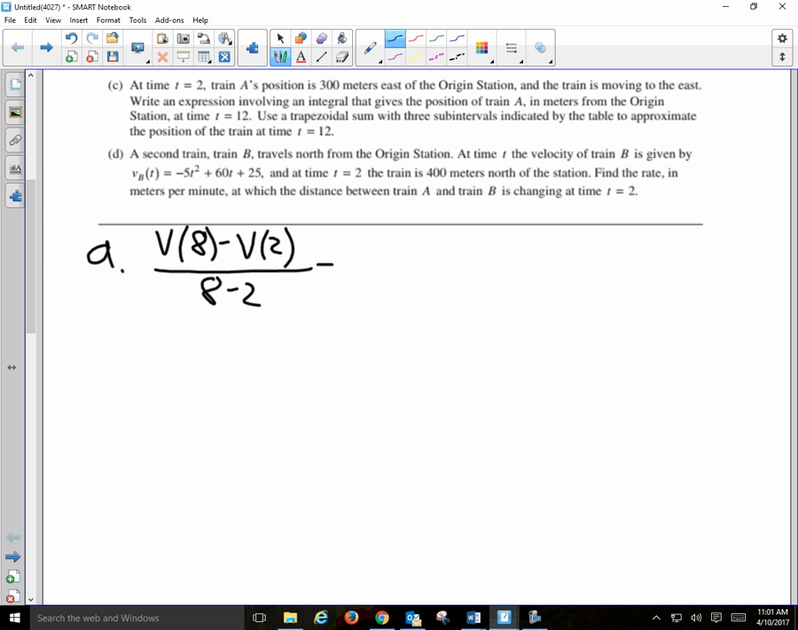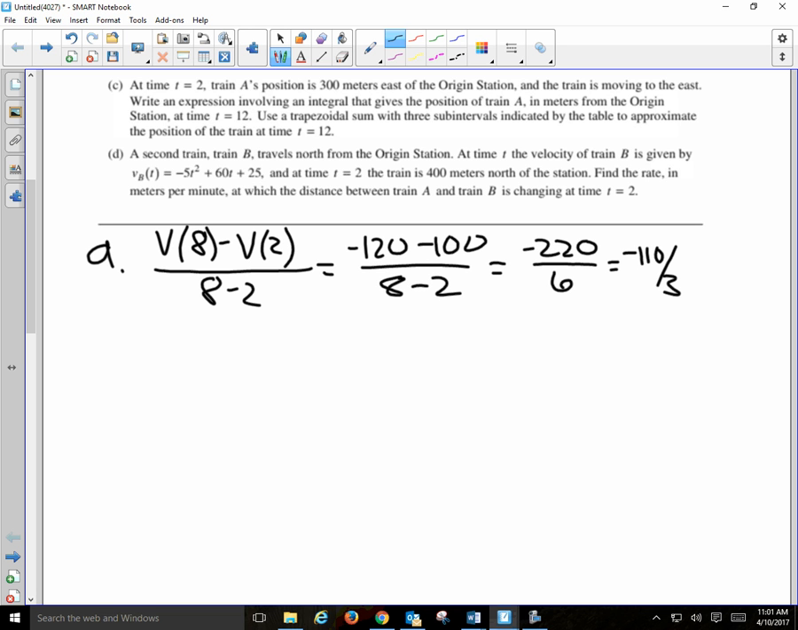What is v of 8? Negative 120 minus 100, divided by 8 minus 2. And I get negative 220 divided by 6, or negative 110 over 3. What is my label? Meters per minute squared. Is that a point that people could get? Yeah, we can get that point.